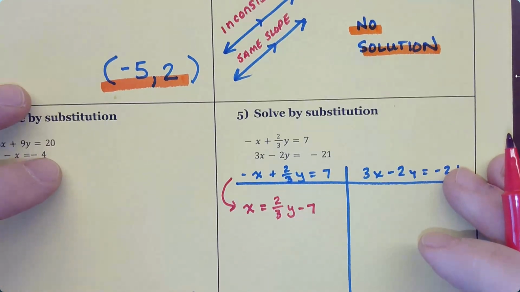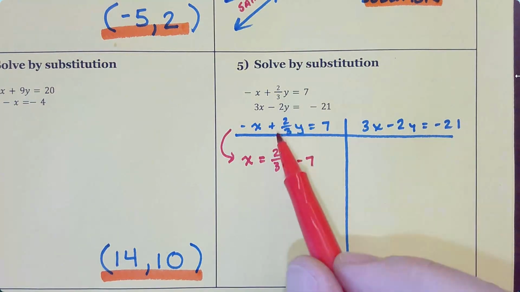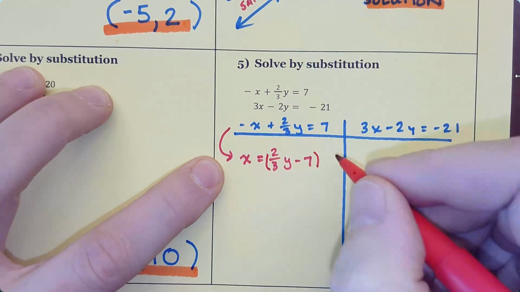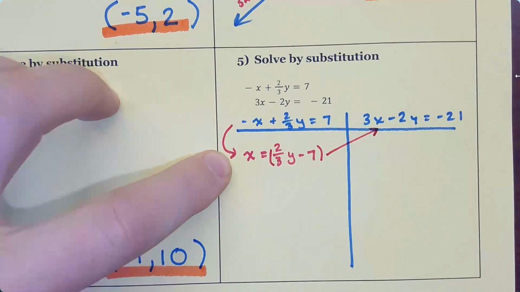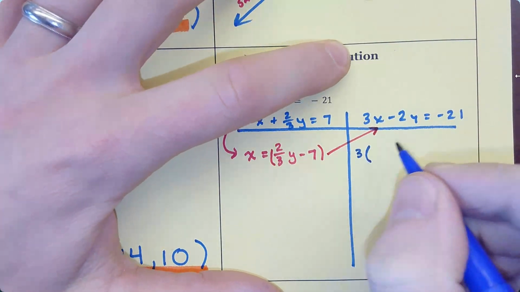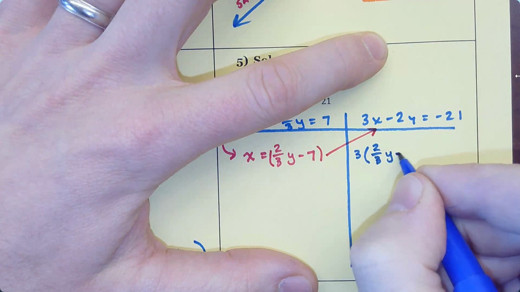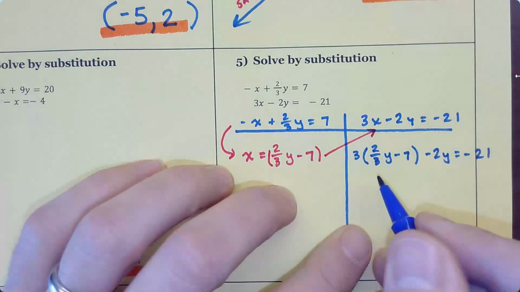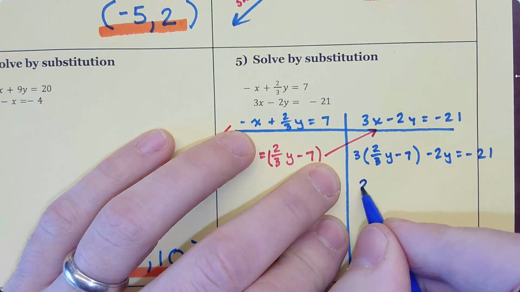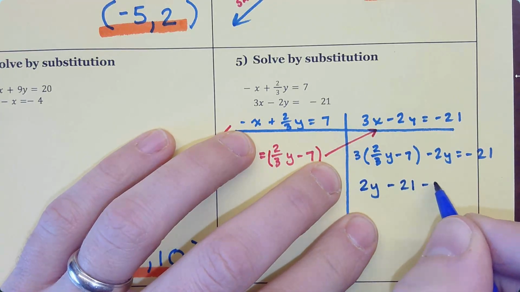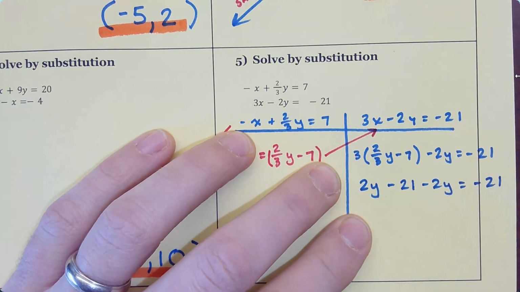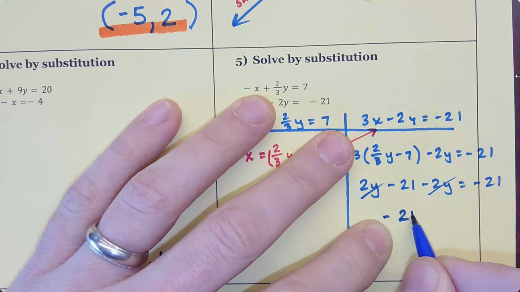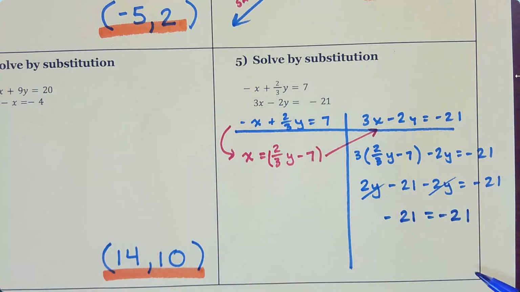Number 5 is also inconsistent. I took the first equation and I solved it for x. And now I'm going to show you what happens when I plug this in right here. We would get 3 times the quantity 2/3 of y minus 7, minus 2y is equal to negative 21. And so when I distribute the 3 through here, we get 2y minus 21 minus 2y is equal to negative 21. 2y minus 2y is 0, so these two terms cancel, and we arrive at negative 21 is equal to negative 21, which is absolutely true.